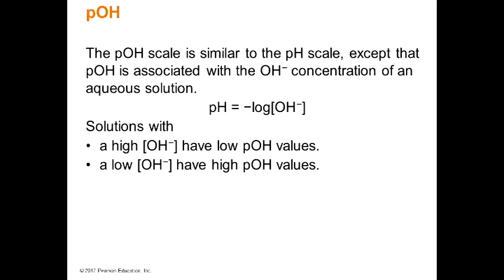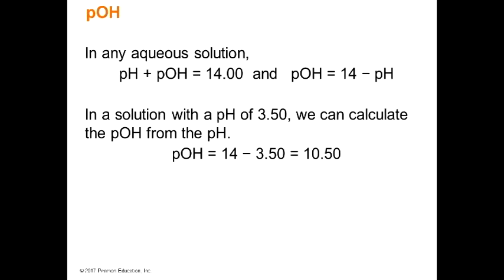That's because the hydrogen ion concentration times the hydroxide concentration equals 10 to the minus 14. So if you have a high pOH, you have what? Low pH. If you have a high pH, you have a low pOH. You get it? They're just the opposite. In an aqueous solution, pH plus pOH equals 14, and pOH equals 14 minus pH. You can do this in your head, right? Okay?